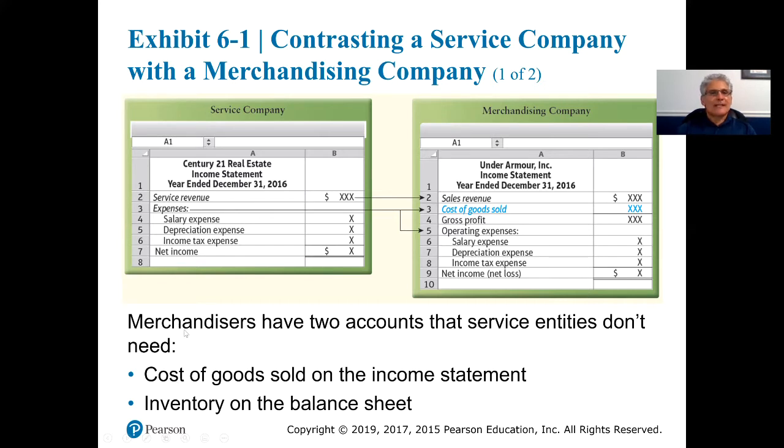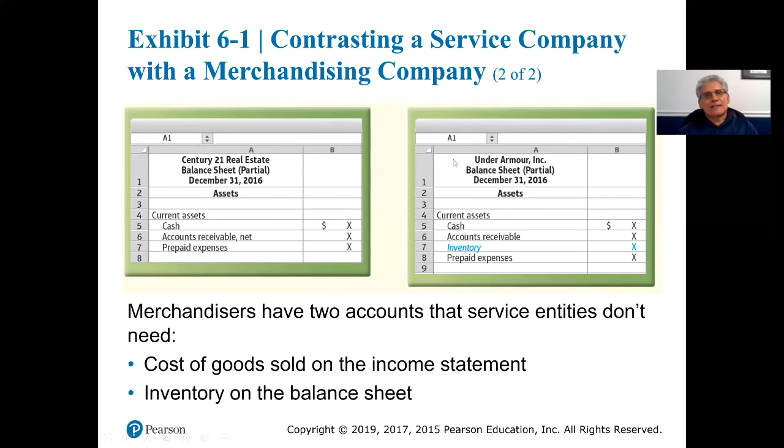So here's what it says. Merchandisers have two accounts that service entities do not. As an example, the cost of goods sold, that's on the income statement. We just witnessed it. We looked at it. It also is referring to another account that you will see on a merchandiser that you will not see on a service company, and that is inventory.